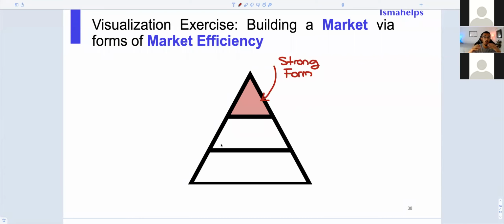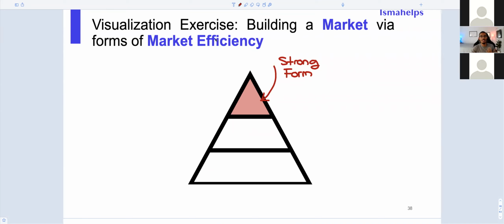But obviously, could we have the peak of a pyramid without its base and the supporting piece in the middle? Yes or no? Could we have the peak of a pyramid without this and without this? Somebody tell me in the chat, yes or no? Can you have that without the foundation? No, you can't. All right.